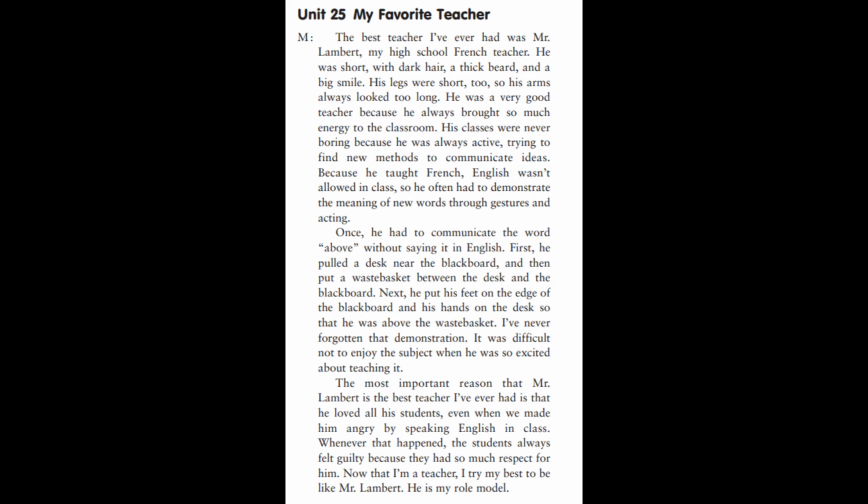First, he pulled a desk near the blackboard and then put a wastebasket between the desk and the blackboard. Next, he put his feet on the edge of the blackboard and his hands on the desk so that he was above the wastebasket. I've never forgotten that demonstration. It was difficult not to enjoy the subject when he was so excited about teaching it.